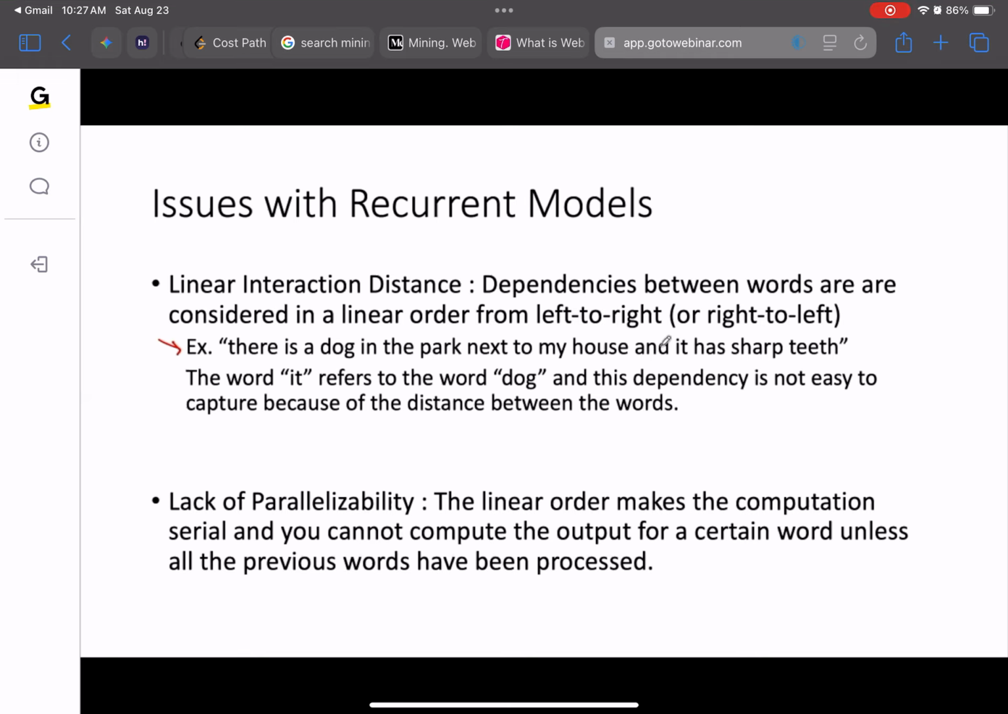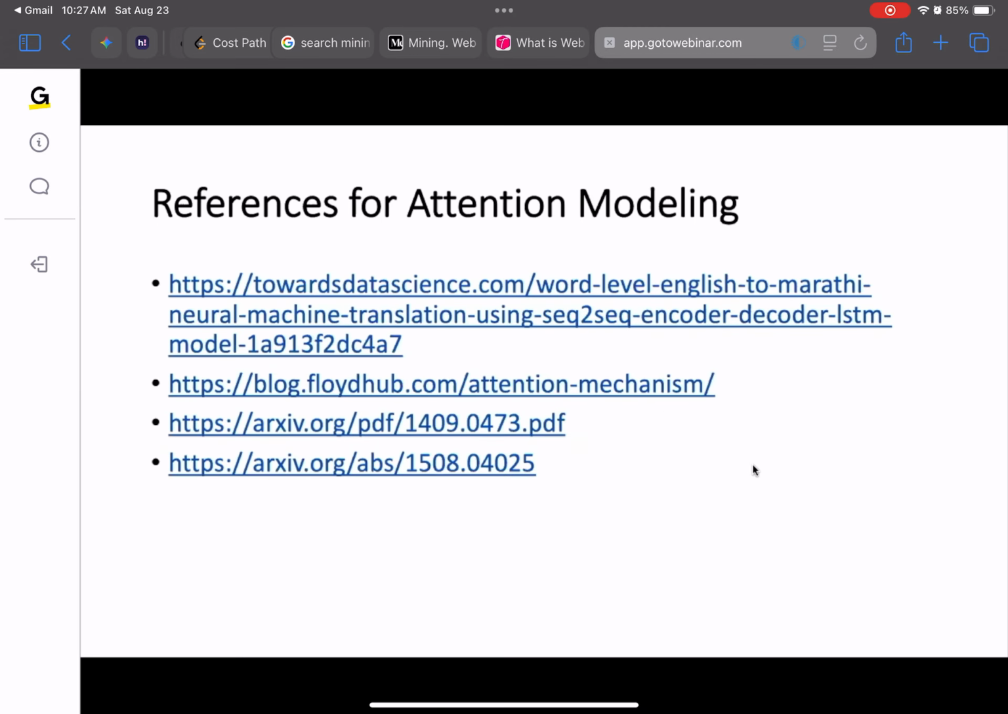So these are the two main issues for recurrent models. Because of this lack of parallelizability, the training time also increases. That's another effect. Here are some references to attention modeling.